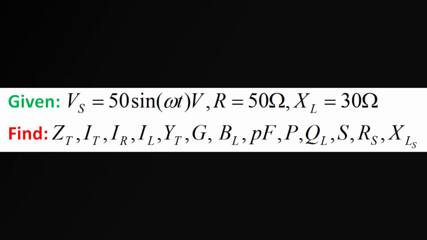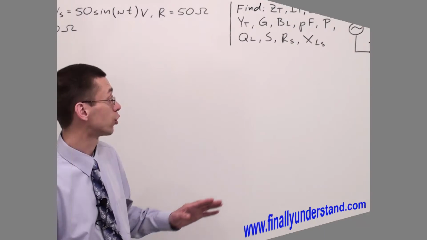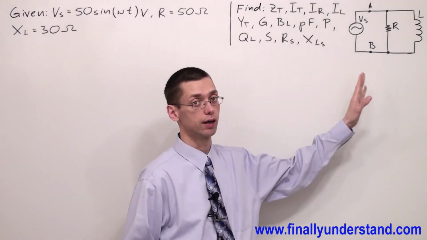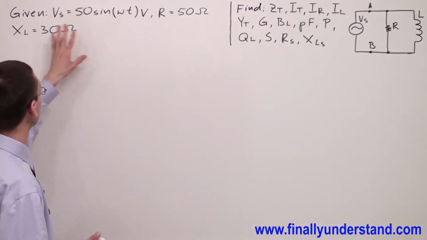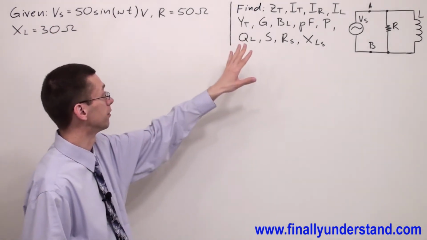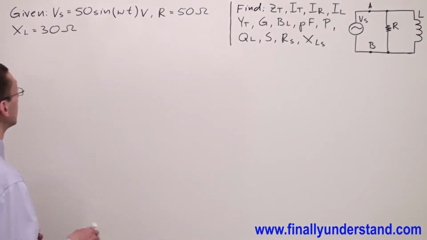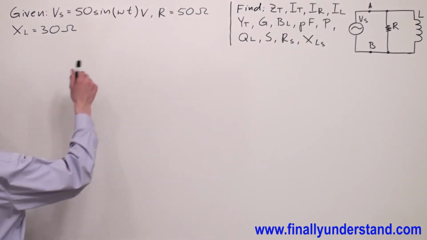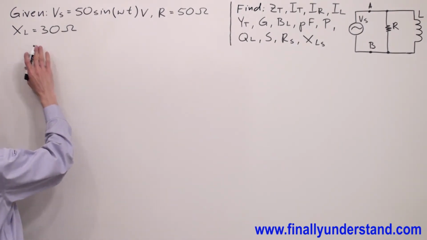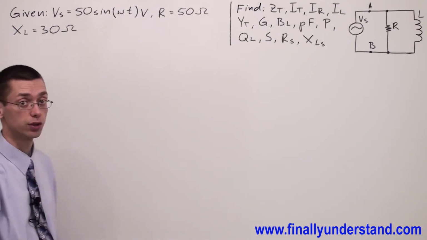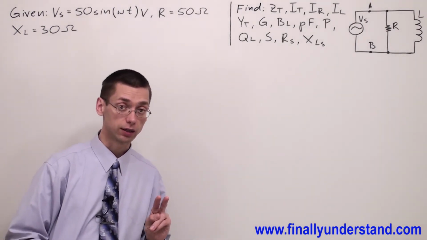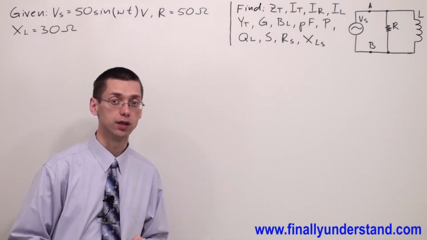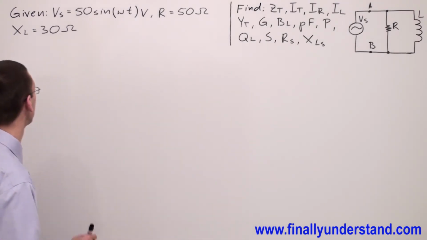This time we're going to discuss the parallel circuit which contains one resistor and inductor. From the given quantities we're supposed to find the following. Because we have given resistance and X of L, I can find Z total very easily. Because I have just two components, resistor and inductor, I'm going to use the product over the sum.